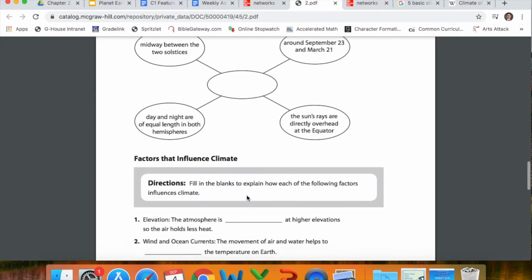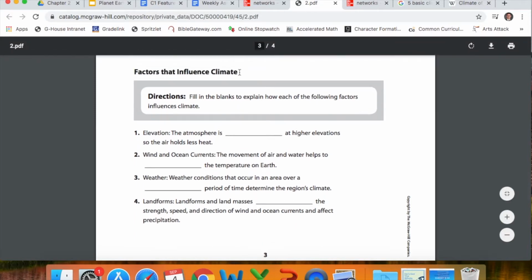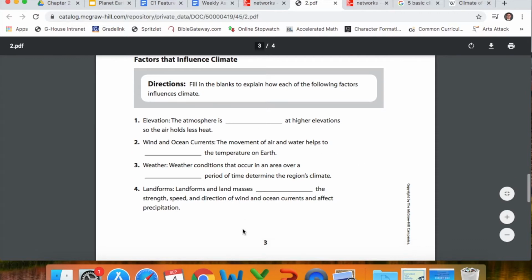The last section of our textbook reads about factors that influence climate. We're going to talk about the difference between weather and climate, and then what influences that climate in a specific area. There's a number of different things that we're going to go through, and you're going to be able to fill in the blank to explain how each of these factors influence climate. There are 4 of those to fill in.